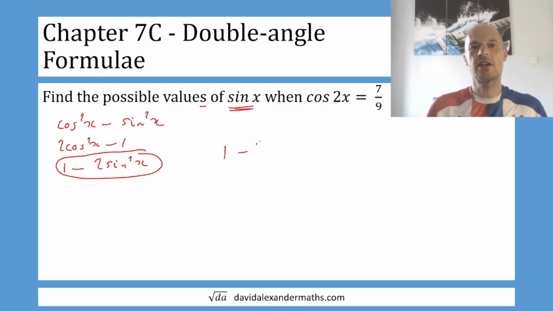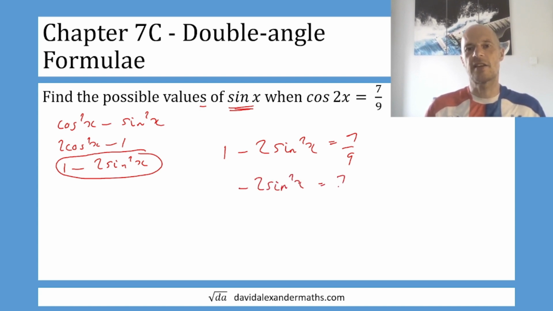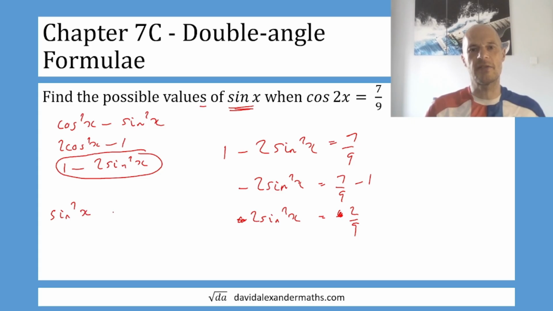It has a value of 7/9. So 1 take away 2 sine squared x equals 7/9. So -2 sine squared x is 7/9 minus 1, so -2 sine squared x equals -2/9. Therefore positive 2 sine squared x is positive 2/9. Divide through by 2. So sine squared x is half of 2/9, which is 1/9.